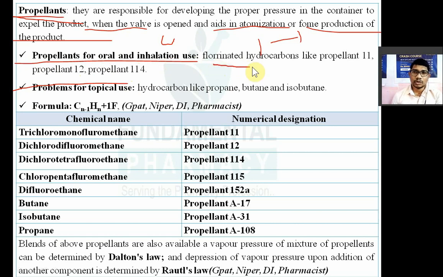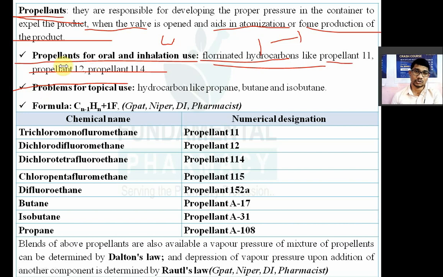क्वेश्चन आता है chlorofluorocarbons, fluorinated hydrocarbons, or simply hydrocarbons. So they are fluorinated. Remember, fluorinated hydrocarbons like propellant 11, propellant 12, propellant 114. So it is a name of propellants. They are the fluorinated hydrocarbons. So hydrocarbons में क्या है? Fluorine add है. Fluorinated hydrocarbons, they are most commonly used for inhalation aerosol. यहाँ पे याद रखना है inhalation aerosol, oral and inhalation aerosol. क्वेश्चन आ चुका है.